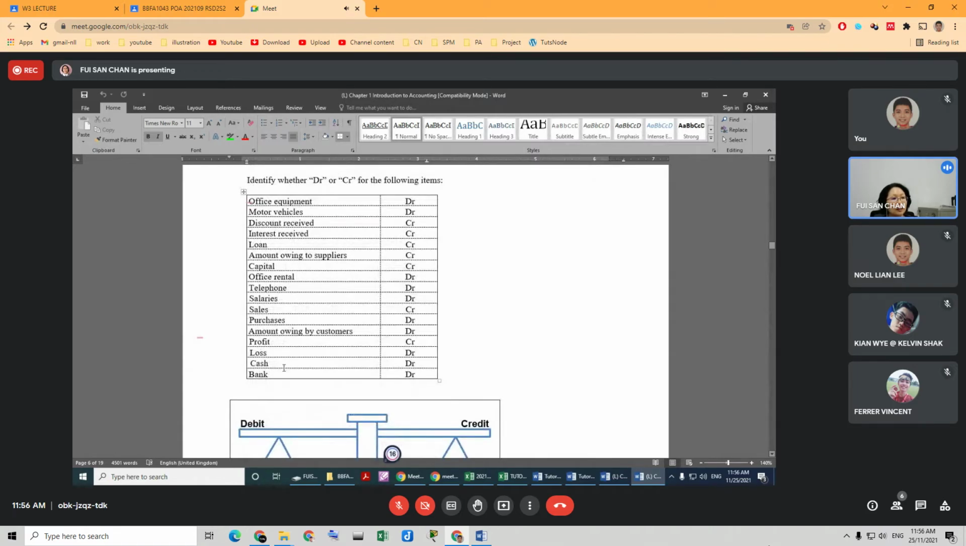At the beginning, in the first lesson, I already told you, right? You must be able to recognize what the item is. If you understand what a telephone is, then you know this is an expense. Like motor vehicle, you know what a motor vehicle is, so for sure you will tell me this is a non-current asset. Purchases is an expense, so it's a debit.